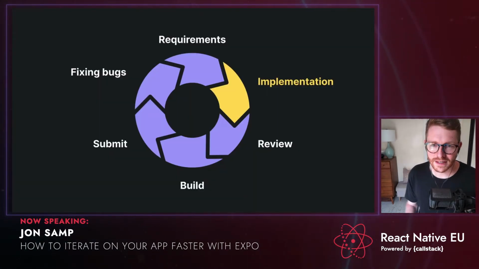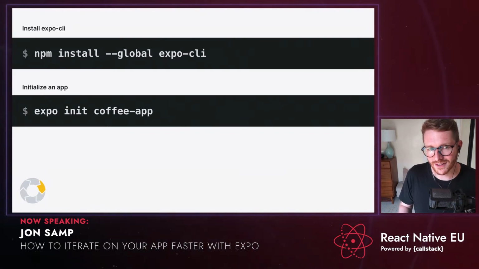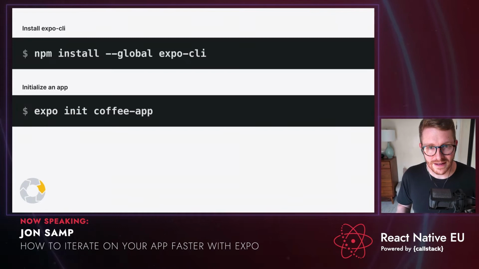The next step is implementation of our app. The first thing to implement our app is to start an app. We can do that by installing Expo CLI globally with an npm install global command. After we do that, we can run expo init coffee app.